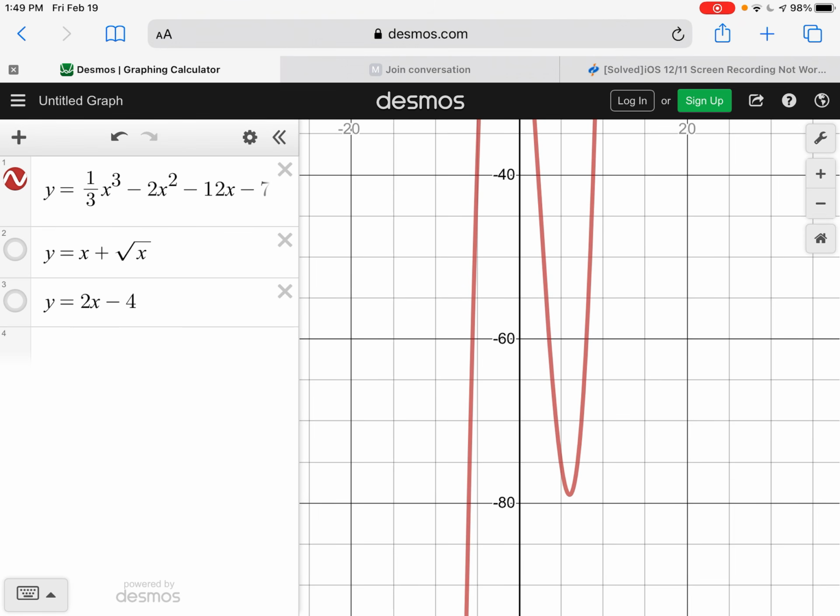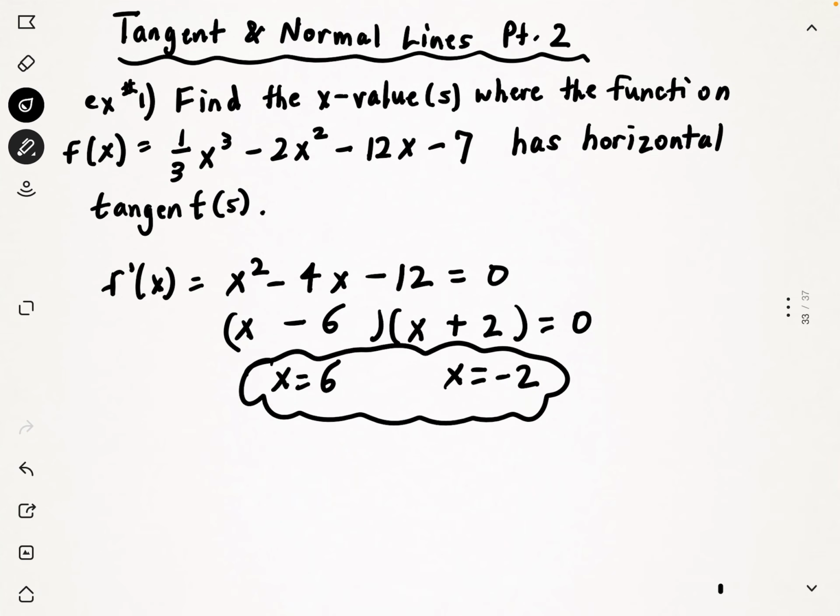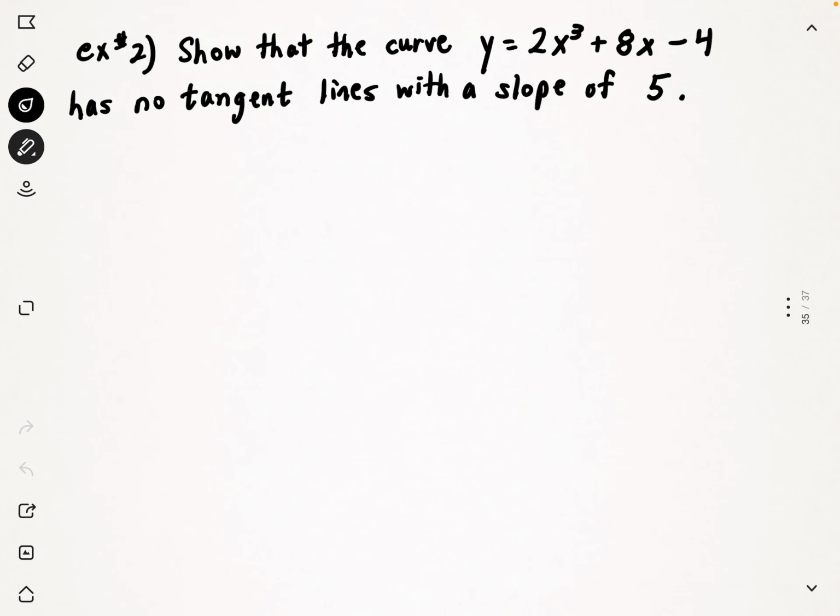So really, with that particular question, you are asked to find the x values where the graph has horizontal tangents. Another way you could be asked that question is just to find the min and max values. All right, so we have example 1 taken care of. Let's take a look at a second example.